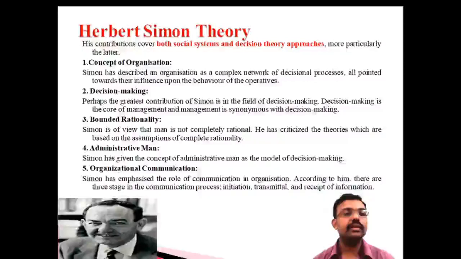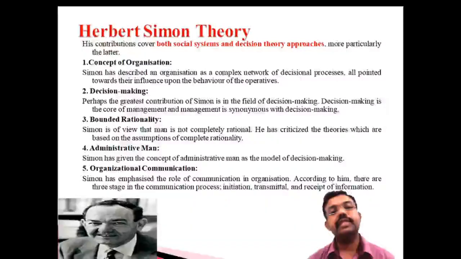The first one, the concept of the organization, and the second one is decision making, and the third one is bounded rationality, and another one is administrative man, and the fifth one is organizational communication. These are the important contributions made by Simon in the field of management. And his theory is focusing on the social system and decision making, the organization and its decision making. Therefore, he defined the five important elements.